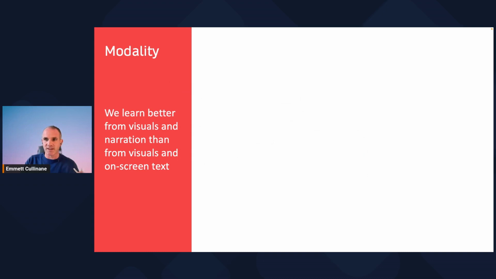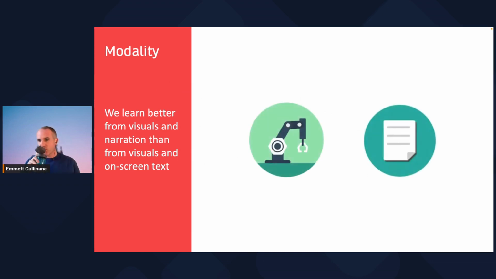It's fantastic. So number 7 is modality. Modality is like redundancy, but slightly different. Redundancy was 2 versus 3. This is 2 versus 2. We learn better from visuals and narration than from visuals and on-screen text. So similar to the last one, where the other one was cutting one out, this is if you have a choice.